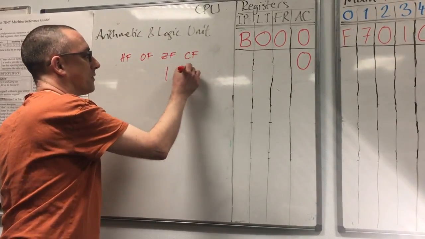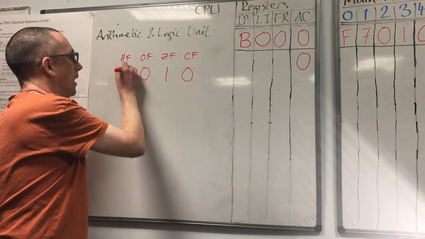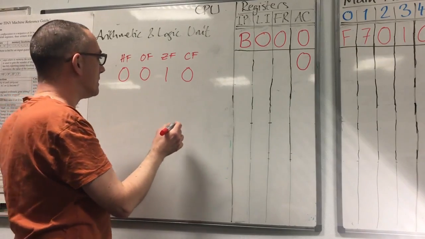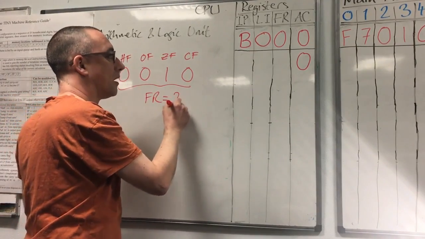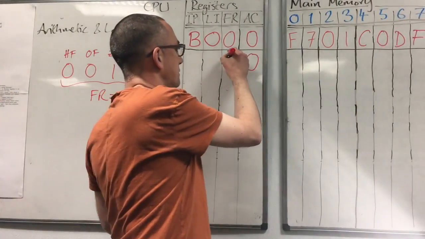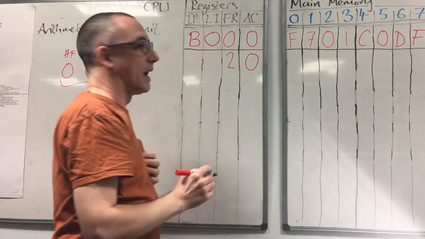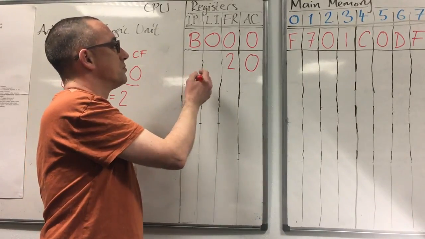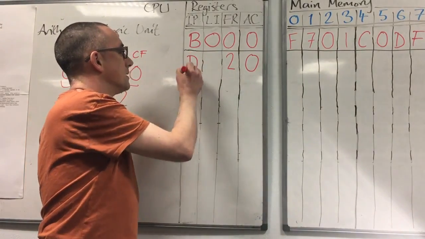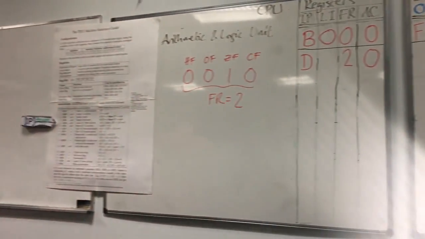We set the 0 flag, the other flags remain 0, which means the flag register becomes 2. And then we add the size of the instruction, that's 2, to the instruction pointer, and we get D. Let's go round again.